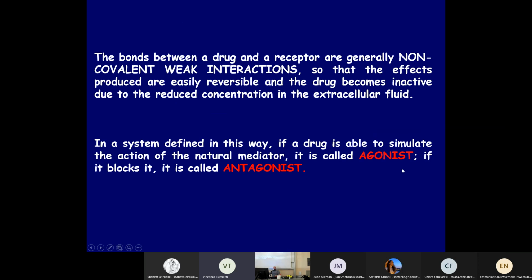Once again, we have the two definitions of what is an agonist and what is an antagonist. In this system, if a drug is able to simulate the action of a natural mediator, acetylcholine, for example, we have an agonist of the acetylcholine. If this molecule is able to block the activity of an endogenous natural mediator, we say that we have an antagonist. These are two important concepts, agonist and antagonist, because in the specific parts of the course we'll see a lot of agonists, but also a lot of antagonists of the same receptor.